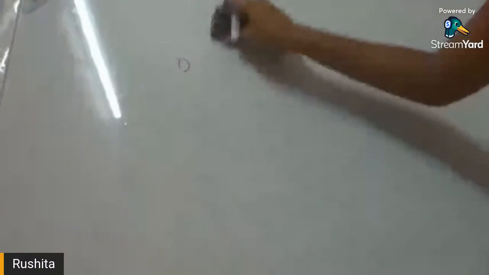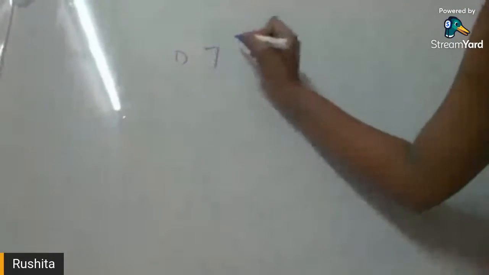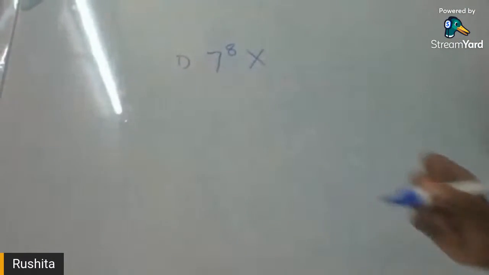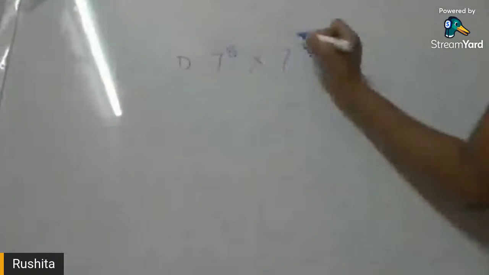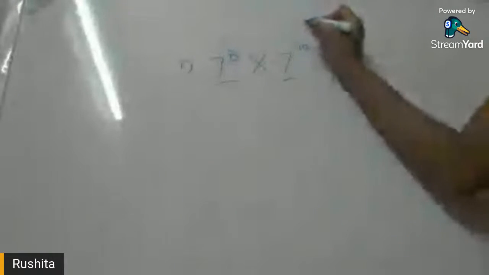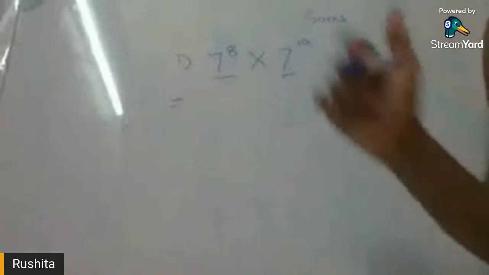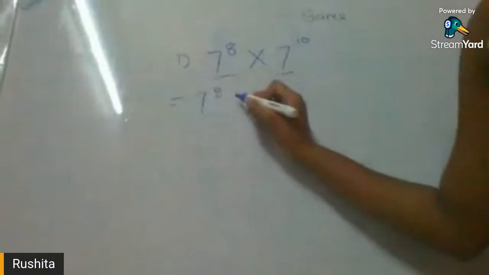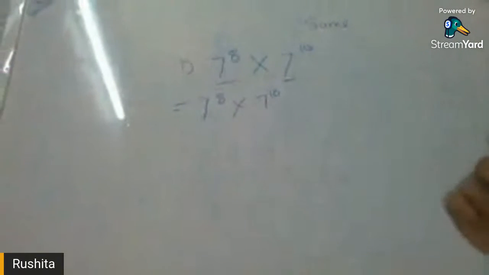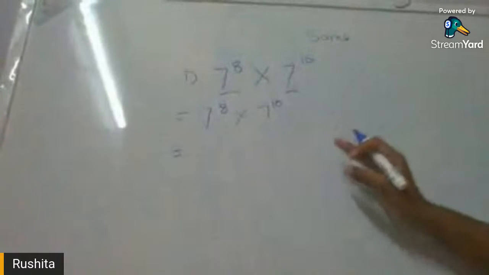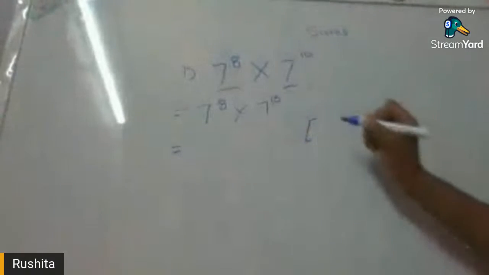Okay, let's take another number rather than 2. We'll take 7 to the power of 8 into 7 to the power of 10. Now, this law will only function if the bases are the same. Understood? Same it should be. So now first always write 7 to the power of 8 into 7 to the power of 10, which is equal to. Now, here always you have to write the formula. The formula always you have to keep in your mind.